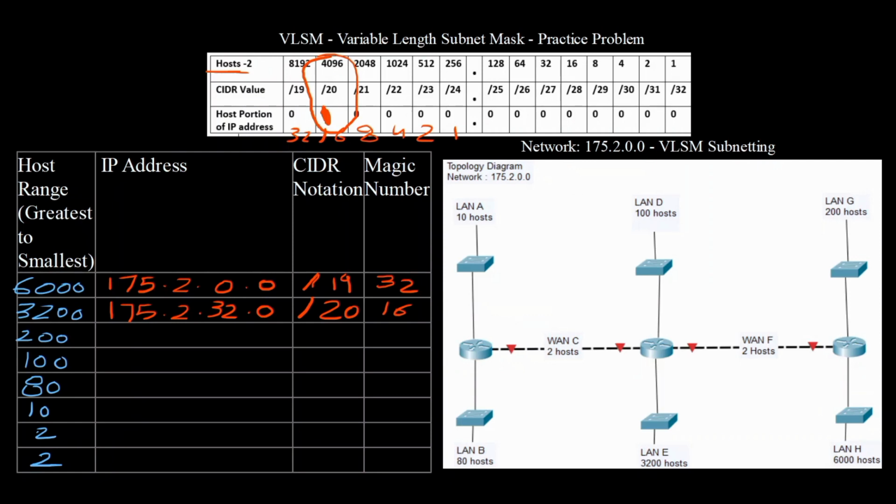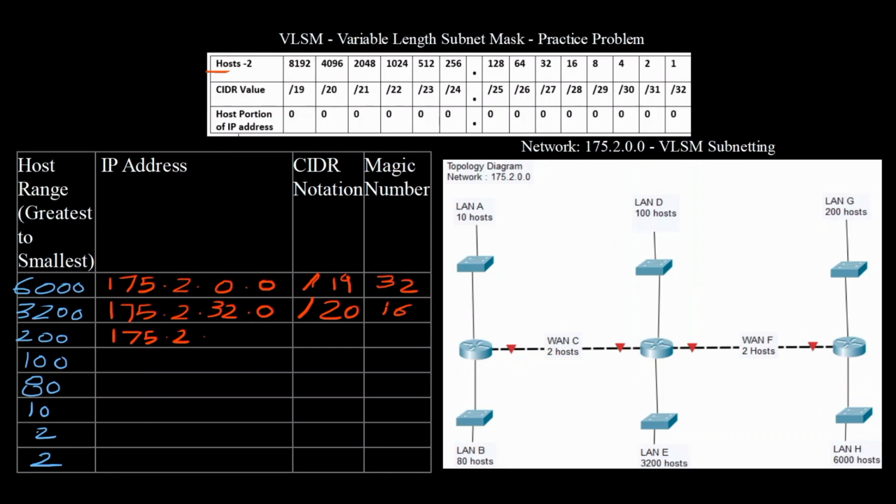Okay, next is the 200, and the 200 is local area network G. So here we're going to write down 175.2. Here in the third octet, again, the first two used to be in the third octet. So we're going to add 16. This is the magic number, where it comes 32 plus 16.